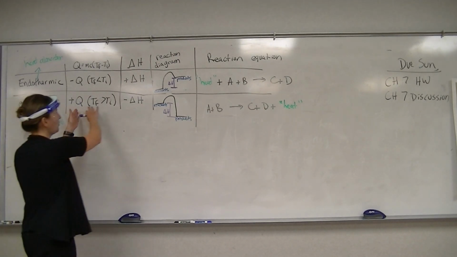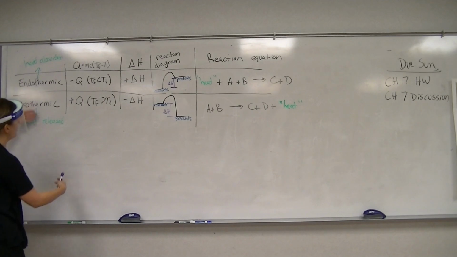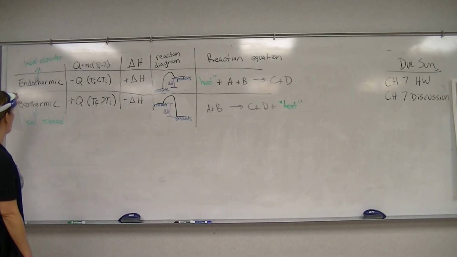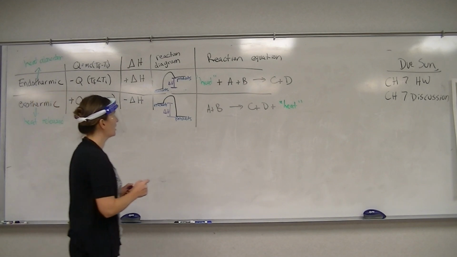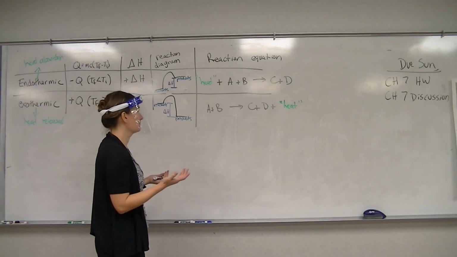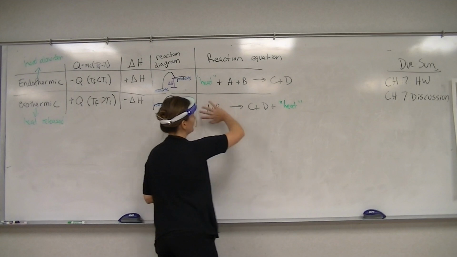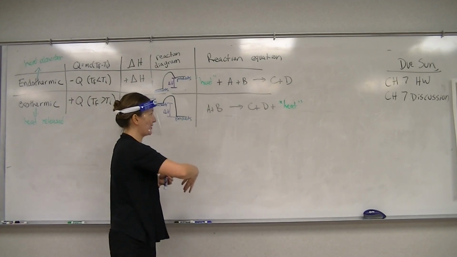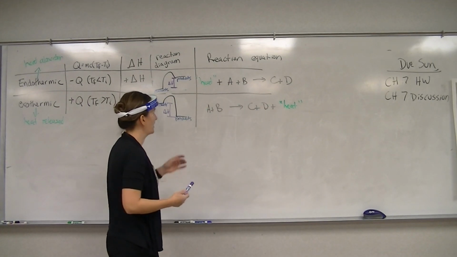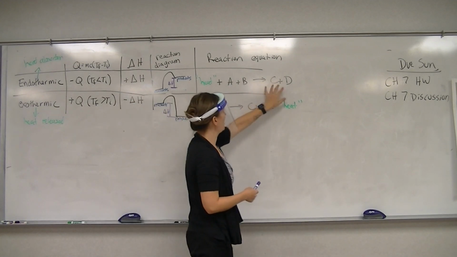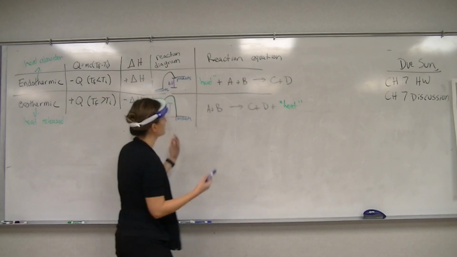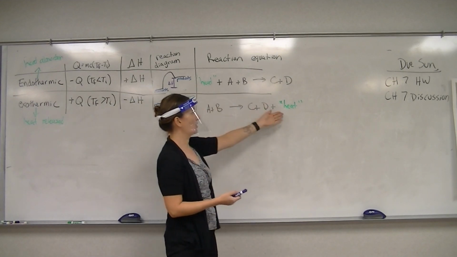So if you're given any one of these pieces of information, you should be able to tell what type of reaction it is, endo or exo. The last one, we didn't talk about too much: what if you're given a reaction equation? These A, B, C, D's are just the elements or compounds in the reaction, arbitrary ones, because these aren't important to figure out if it's endothermic or exothermic. What's important is where heat is in the equation.